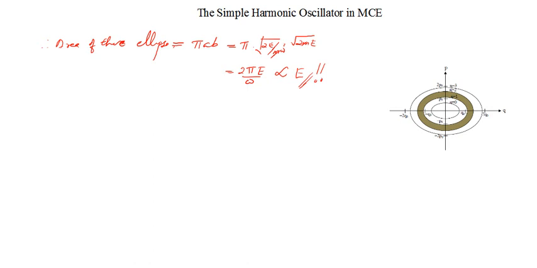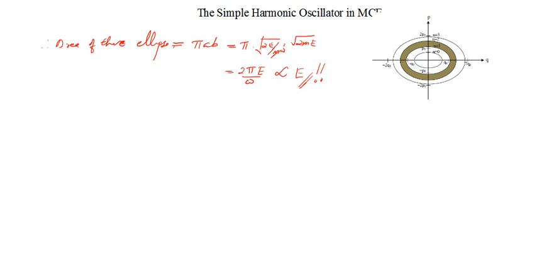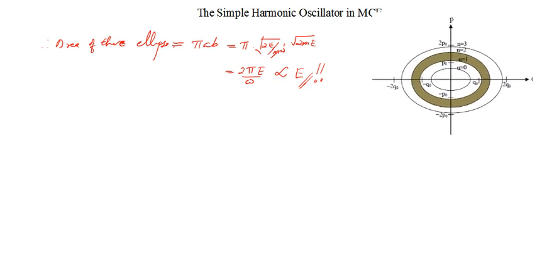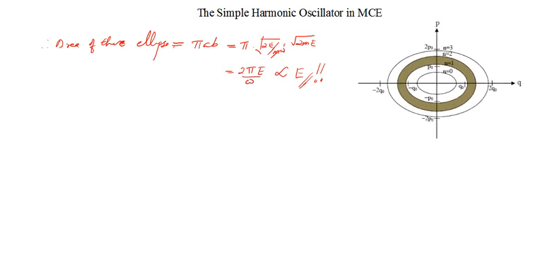Hope you remember this discussion we already had. If you are drawing multiple concentric ellipses, then the outer ellipses are having greater area. So we say that the outer ellipses usually correspond to greater energy as well, right? That is a thing that we have seen earlier.